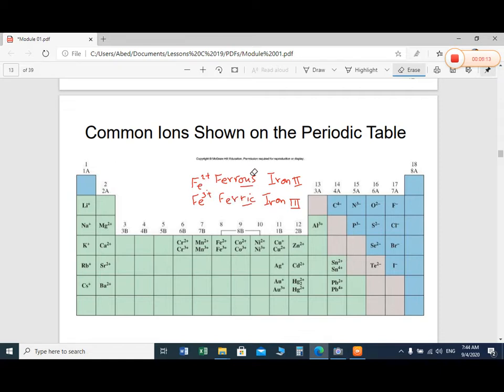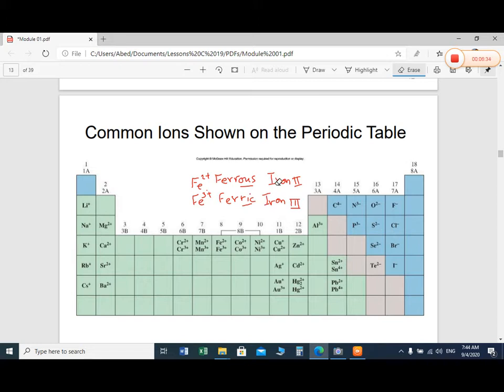See that at the end, this ends with "us" and this ends with "ic". The cation with less charge will end with "us". Ferrous is 2 plus, which is less than 3 plus. So 3 plus is the more charge, and the cation with more charge will end with "ic". So it will be ferric.